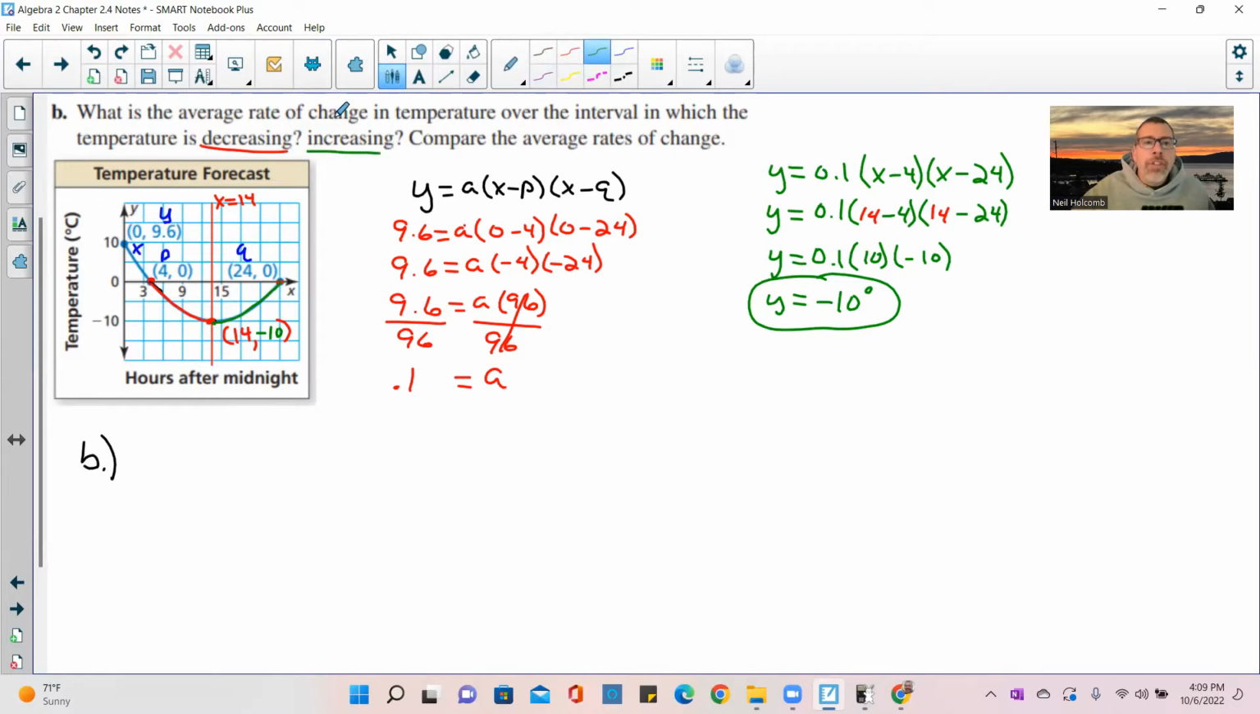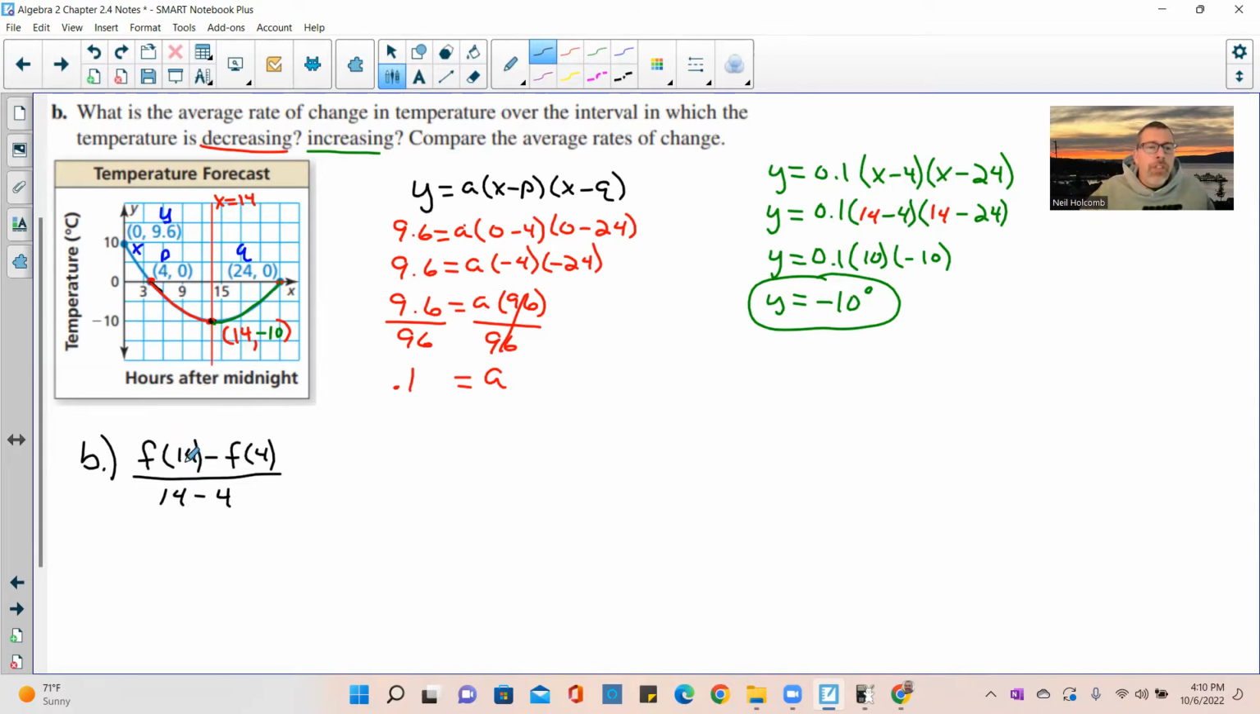And we want to find the average rate of change. Well, the average rate of change is your function value y minus y over x minus x. It's very similar to the slope formula, m equals y2 minus y1 over x2 minus x1. In this case, it would be f of this value here, 14, minus f of this value here, 4, over 14, my x, minus my other x, 4. This is just the left side.